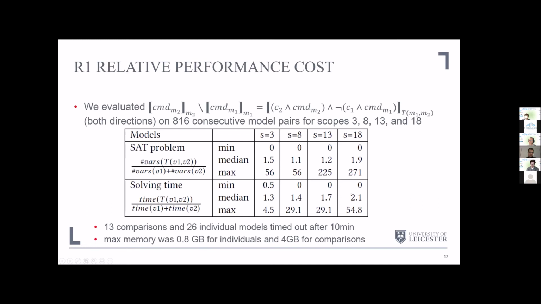We only have this kind of overhead of factor 2, but you see that the maximum values might go up quite a bit. But the scopes that we use here, if you know Alloy, scope 18 is already quite big for Alloy for complex specifications. And we had some timeouts, but actually more timeouts on individual models than on the combined models. And the maximum memory we used was up to 4 GB, so that's probably also still fine.